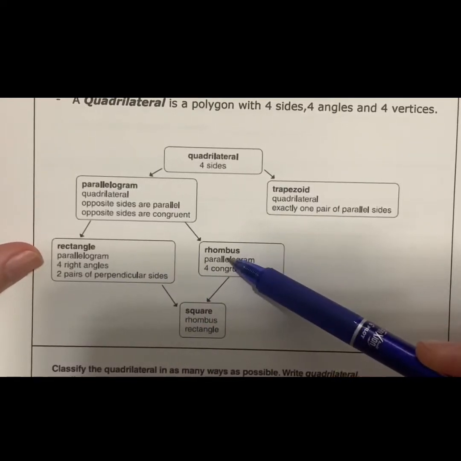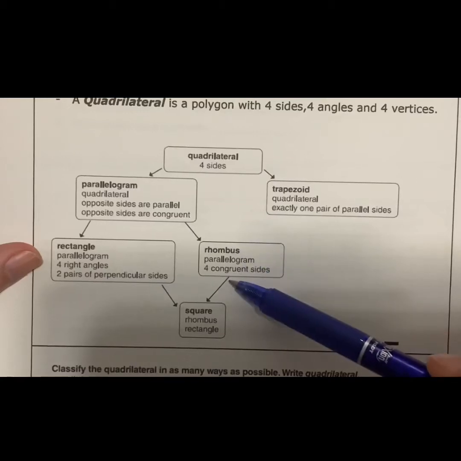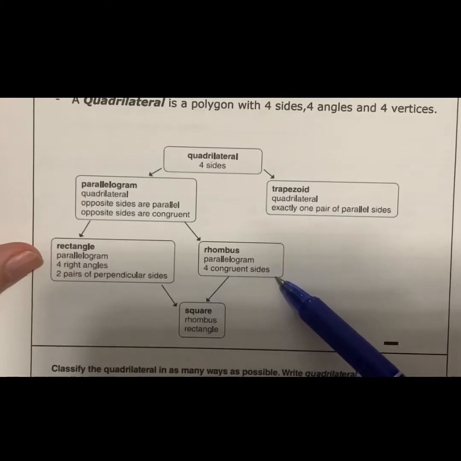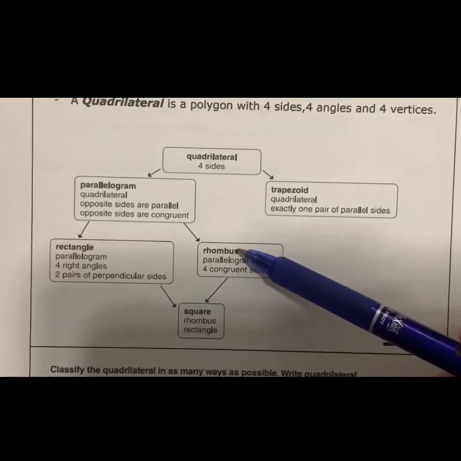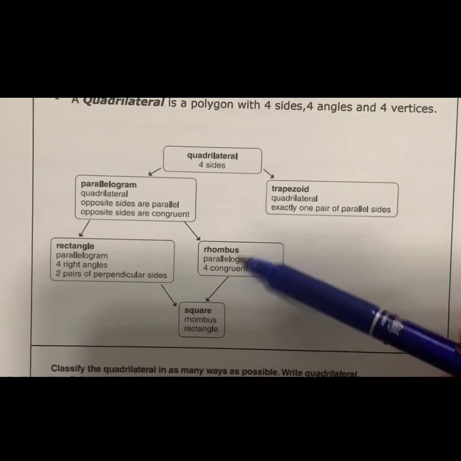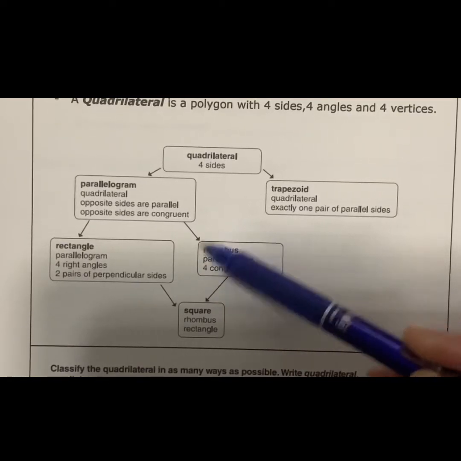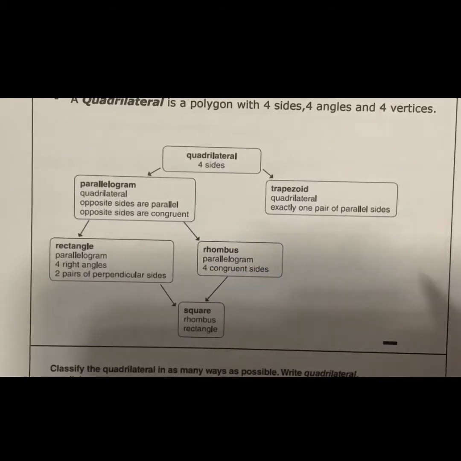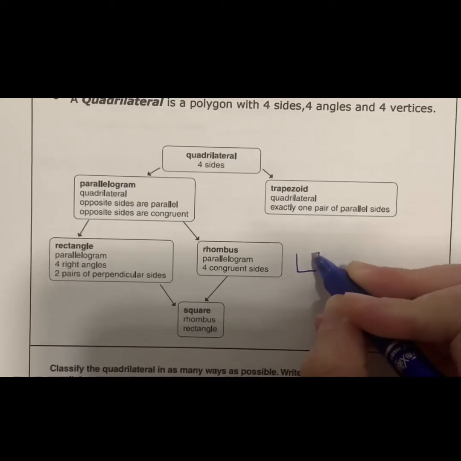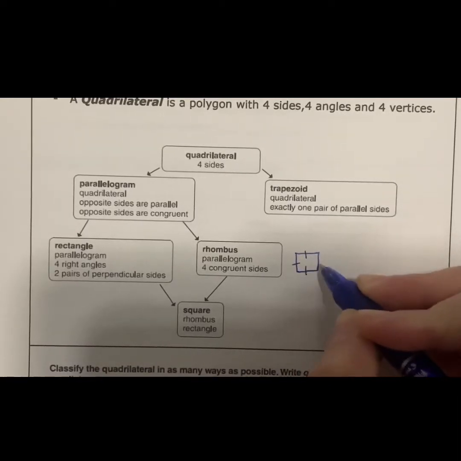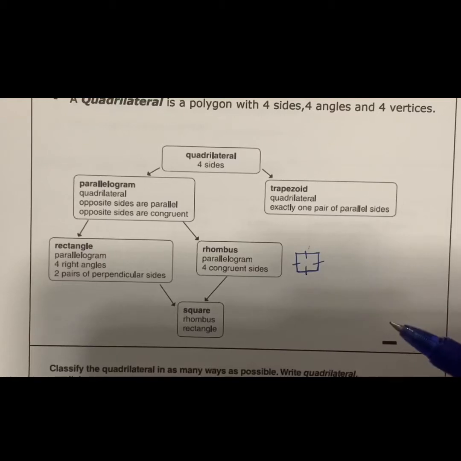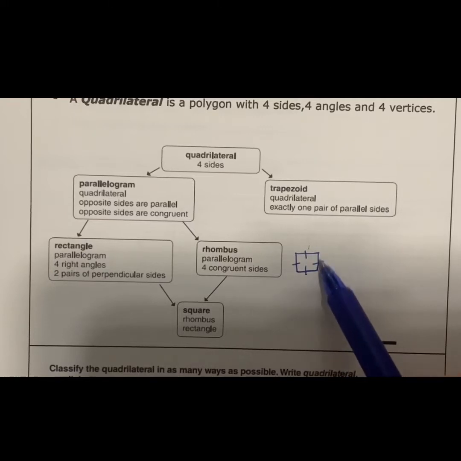And then we have the rhombus, which is a parallelogram, which we know that its opposite sides are parallel and congruent. But here, it has all 4 sides congruent. A parallelogram says that the opposite sides have to be congruent, but a rhombus says that all the sides have to be congruent. So obviously this shape itself is not. That would be a rhombus, because this side is the same as this side, is the same as this side, is the same as this side. And it's a parallelogram. This is parallel with this side, this is parallel with this side.